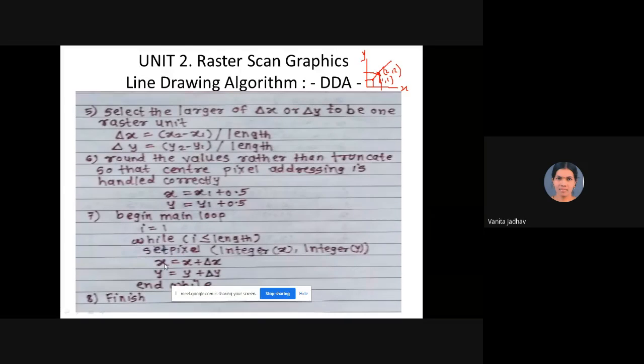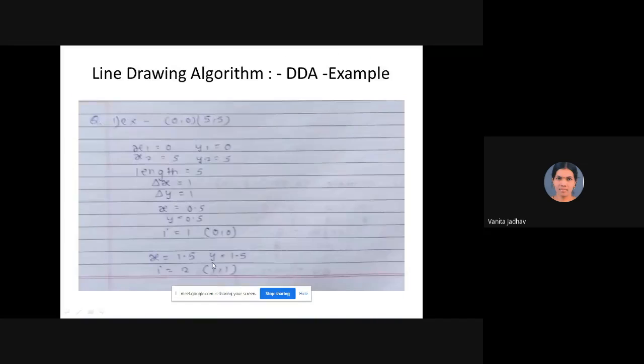Again, next we have to recalculate x. So x is equal to x plus delta x. So what is the original value of x over here? x is nothing but 0.5, which we passed over here. So 0.5 plus delta x. What is the value of delta x? We calculated delta x is equal to 1. And we calculated delta y is equal to 1.